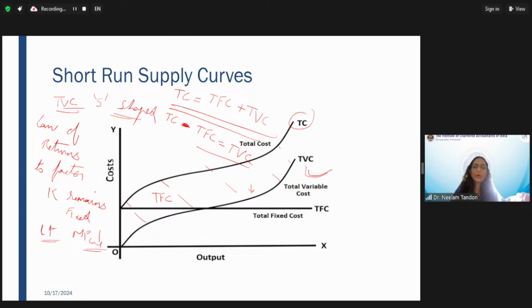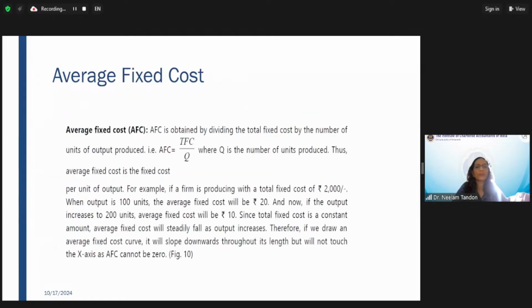And total variable cost will start from 0. It will initially increase at a decreasing rate, then it will start increasing at an increasing rate. And this is because of the law of returns to factor. And the total cost and total variable cost difference depicts what? That depicts the total fixed cost. So the gap between TC minus TVC is equal to total fixed cost. So this is total fixed cost between the two, total cost and total variable cost.